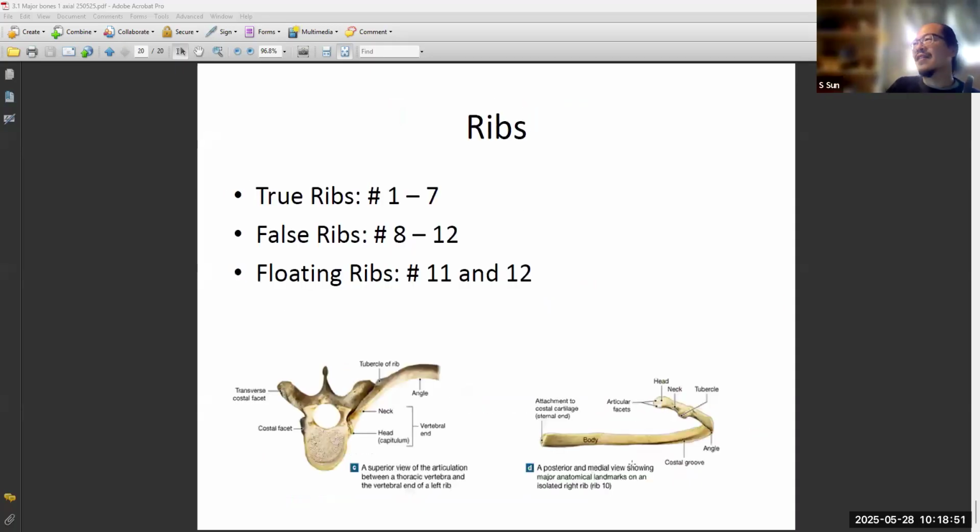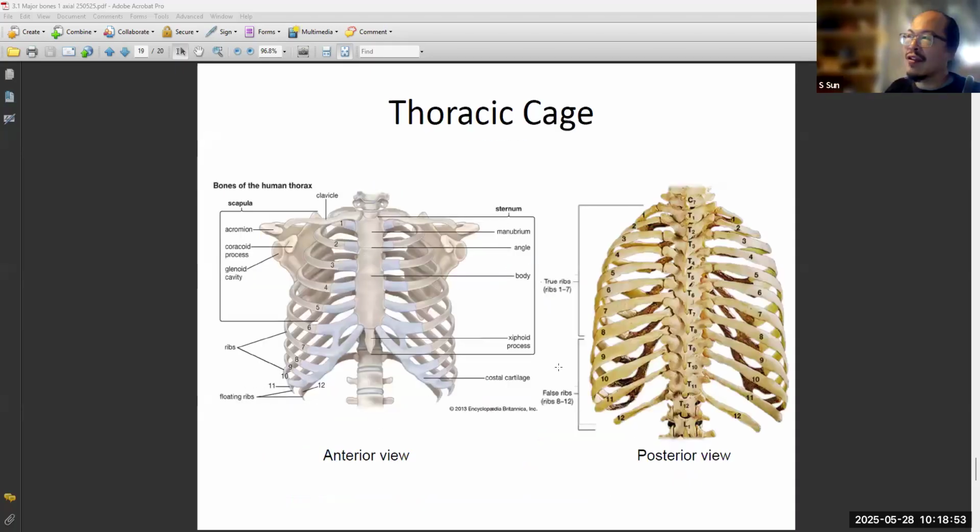The last thing is the thoracic cage. From the thoracic cage, what you need to know is you have the ribs. You have 12 pairs of ribs. Each one anchors on the thoracic vertebra, T1 to T12. So you have rib 1 to rib 12.